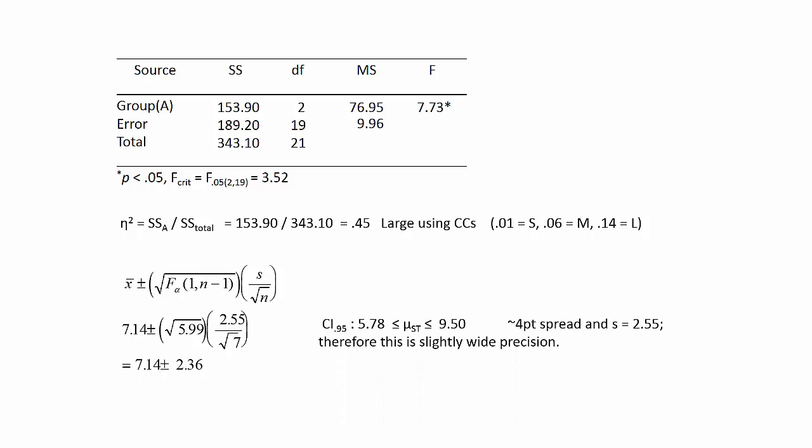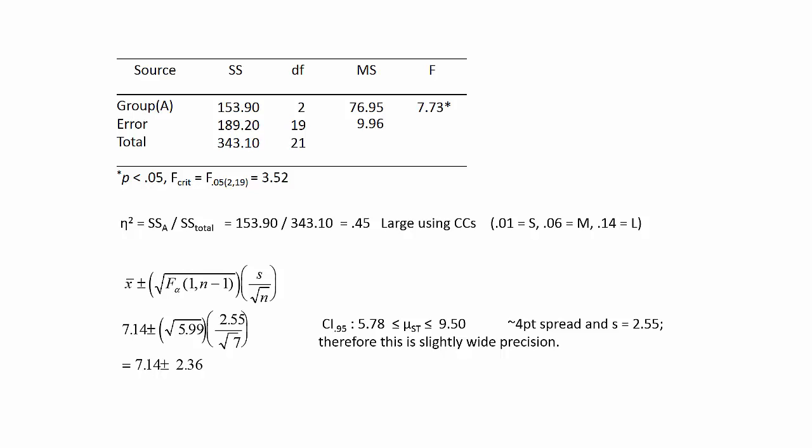So work that out, and you get a confidence interval from 5.78, this is around the ST group, the first group, all the way up to 9.50. And that's about a 4-point spread. The standard deviation for that group, as we can see, is 2.55, so this is a slightly wide precision.